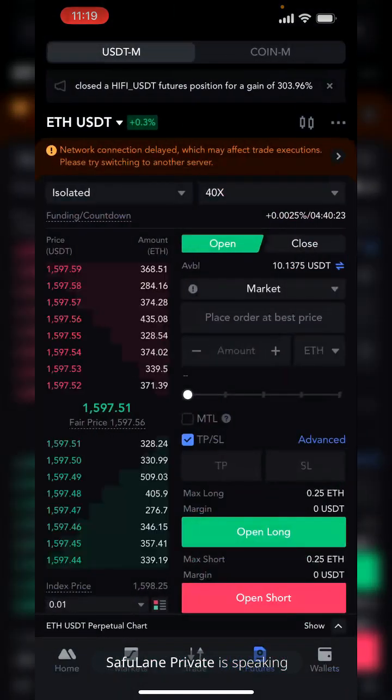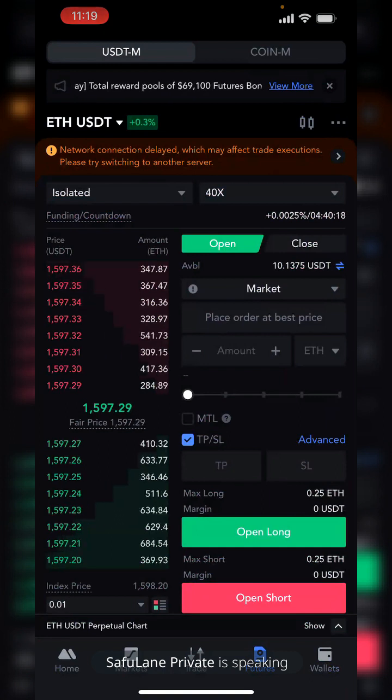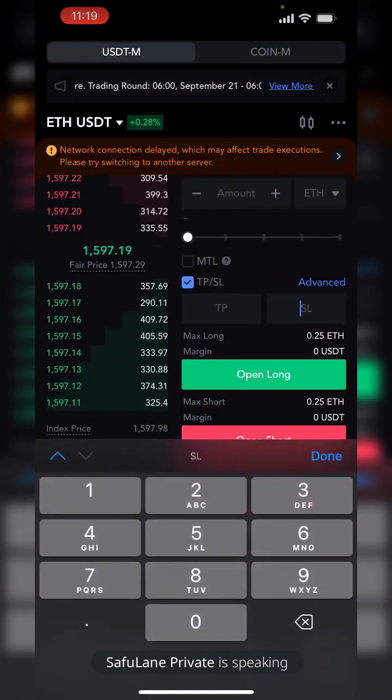So I'll open short. Don't forget, when we are doing this, we have to set stop loss and take profit. If I'm shorting, I want to stop my loss when this particular price goes to a certain level. These are the two very important things to do first, before any other thing. 1597 is the current price of Ethereum. So I want to set my stop loss at, let me just put it, because I'm having a low amount.